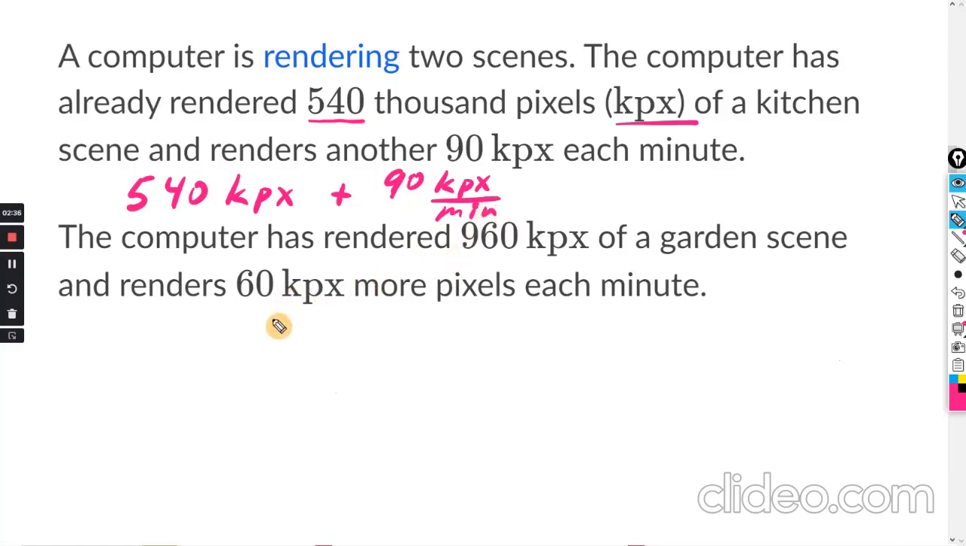Now remember, before we mentioned the formula distance equals rate times time. Okay, right here, this 90 per minute, that's the rate. So that's going to get multiplied by the time t. And t is going to have to be in minutes, since they gave us the rate per minute. Okay, now if you want to write this formula without the units, it's a little bit simpler. It's just going to be 540 plus 90 times t.